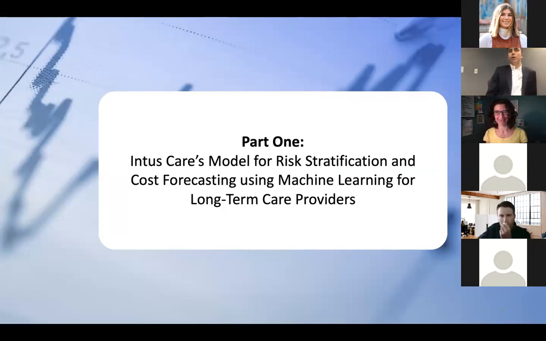Yeah, so part one of our study today will outline Intus Care's model for risk stratification and cost forecasting using machine learning for long-term care providers. So essentially this study will outline Intus Care's targeted intervention for issues associated with preventable hospitalizations in long-term care.